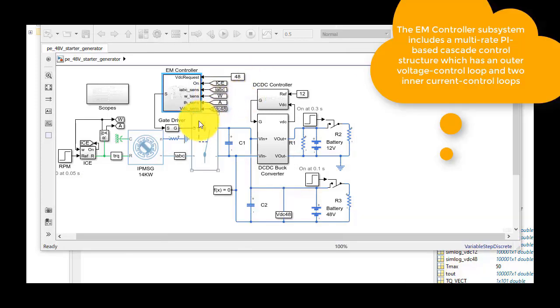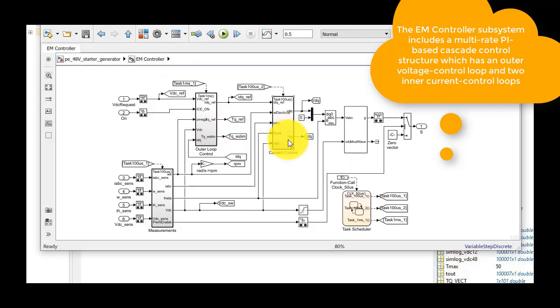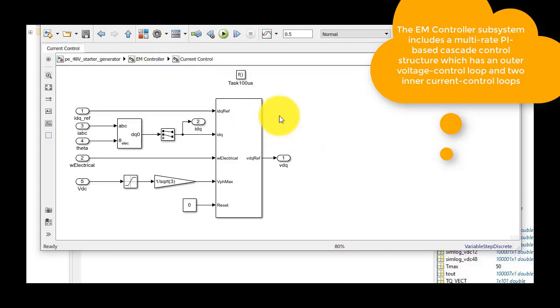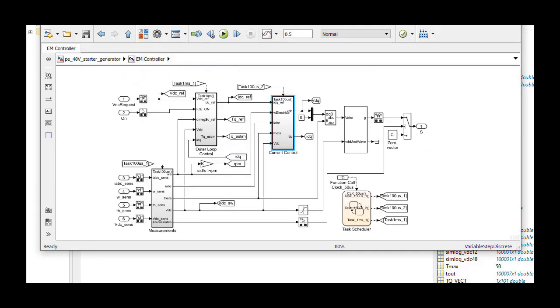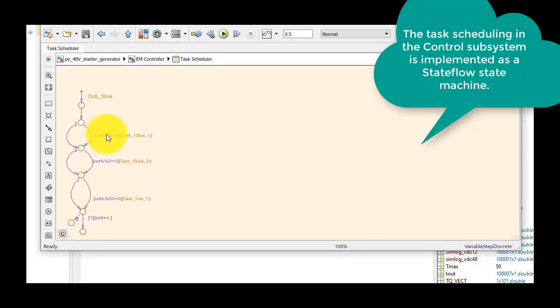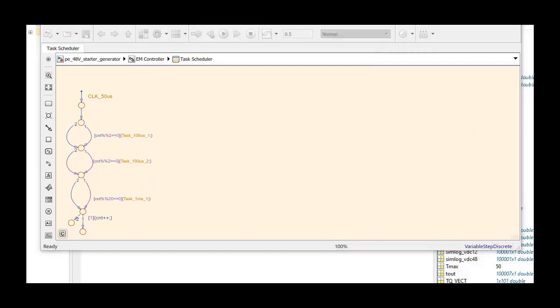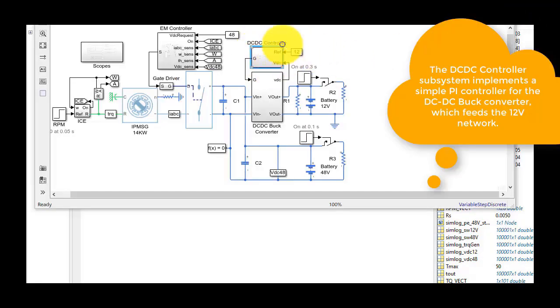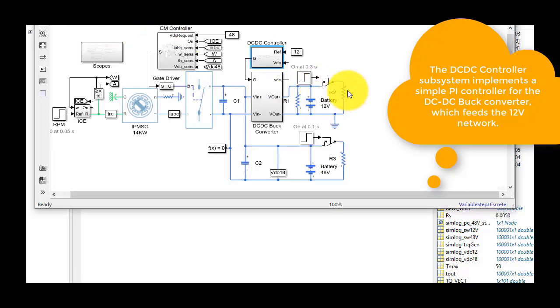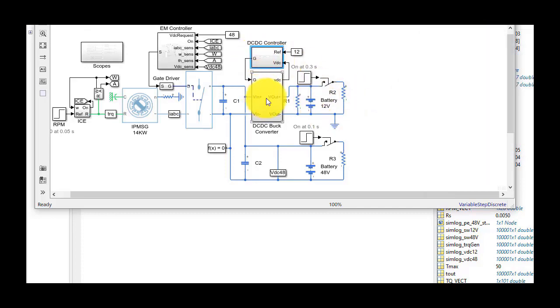The M controller subsystem includes a multi-rate PI-based cascade control structure, which has an outer voltage control loop and two inner current control loops. The task scheduling in the control subsystem is implemented as a Stateflow state machine. The DC-DC controller subsystem implements a simple PI controller for the DC-DC buck converter, which feeds the 12-volt network.